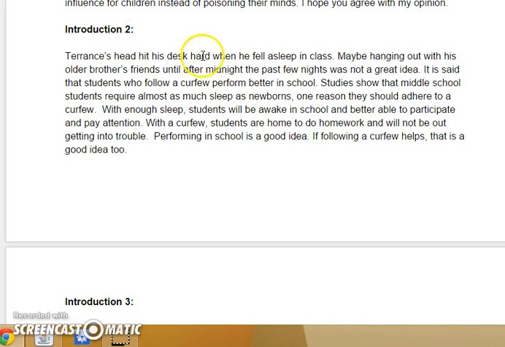Okay, now we're ready to do introduction number 2. Remember, we're looking for a hook, we're looking for the claim, and we're looking to identify the reasons. So if I'm reading this, Terrence's head hit his desk hard when he fell asleep in class. Maybe hanging out with his older brother's friends until after midnight the past few nights was not a good idea.